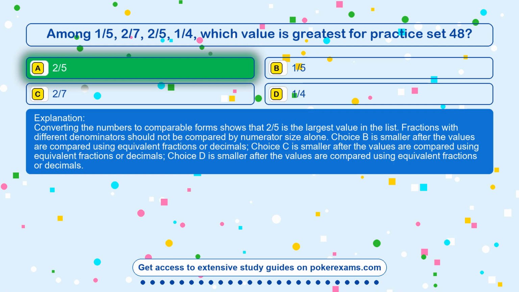Converting the numbers to comparable forms shows that 2/5 is the largest value in the list. Fractions with different denominators should not be compared by numerator size alone. Choice B is smaller after the values are compared using equivalent fractions or decimals, Choice C is smaller after the values are compared using equivalent fractions or decimals, Choice D is smaller after the values are compared using equivalent fractions or decimals.